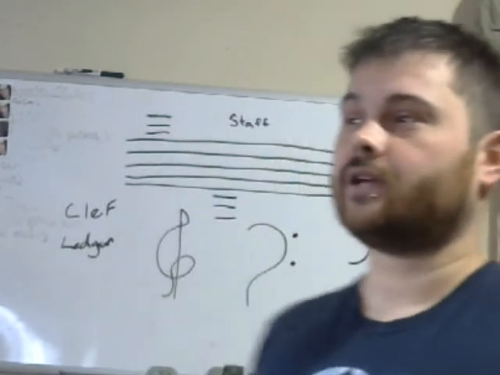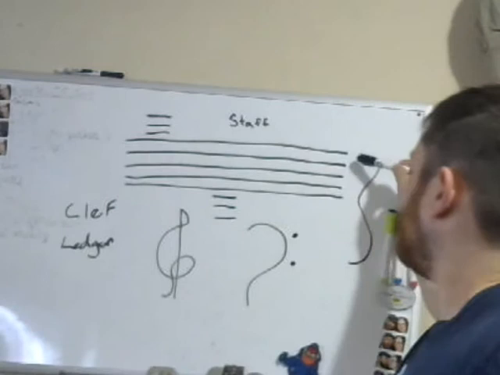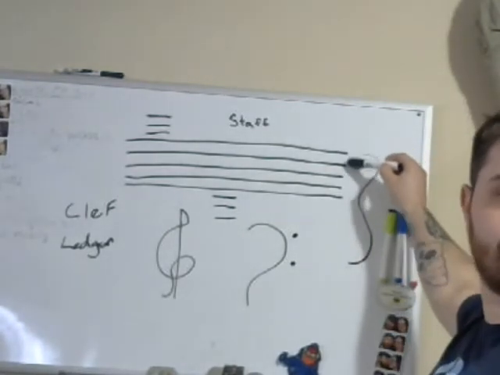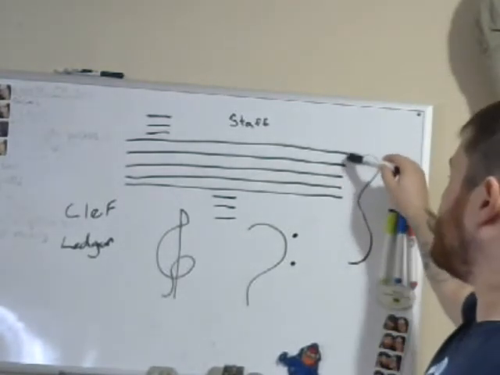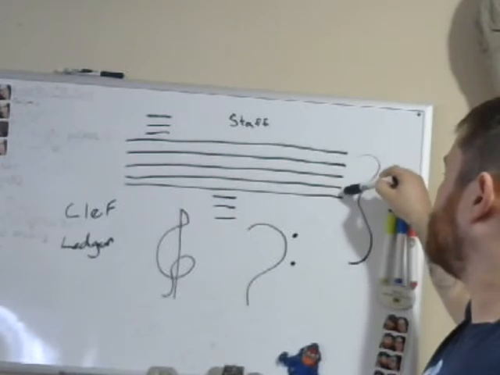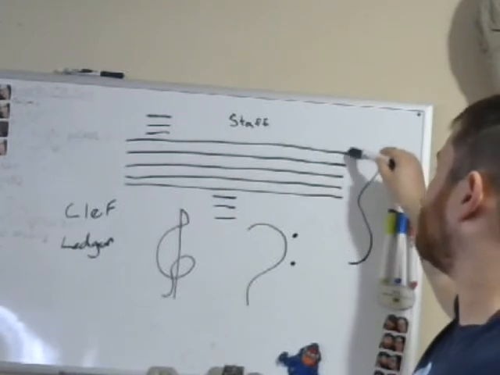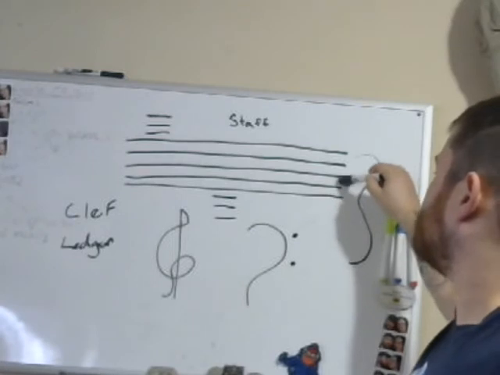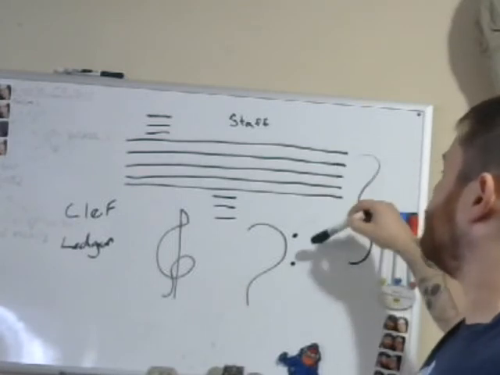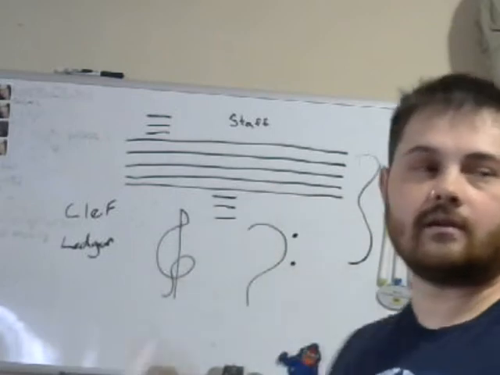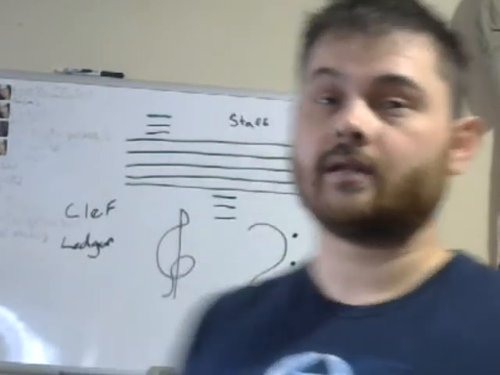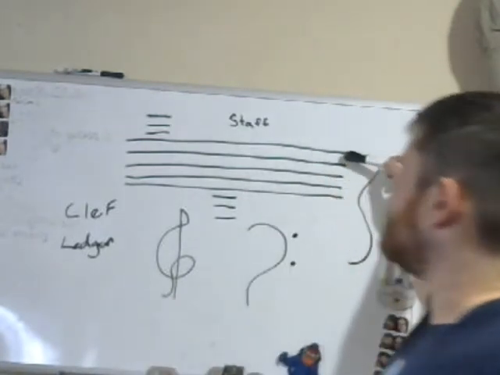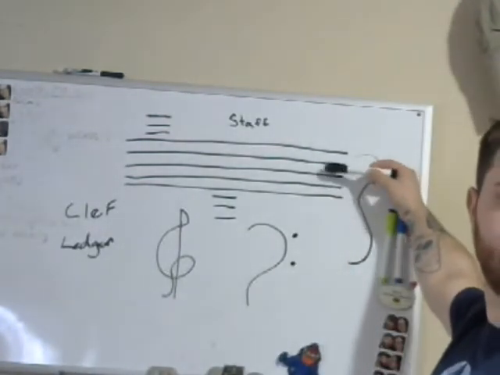So if we look over here, we have these lines that you can see, and you'll see that on your music sheet. And there's 1, 2, 3, 4, 5 lines and 4 spaces. So that is called a staff. So much like you have a piece of writing paper that you write words on, you have a piece of music paper that you write notes on. And so those lines are called a staff, right here.